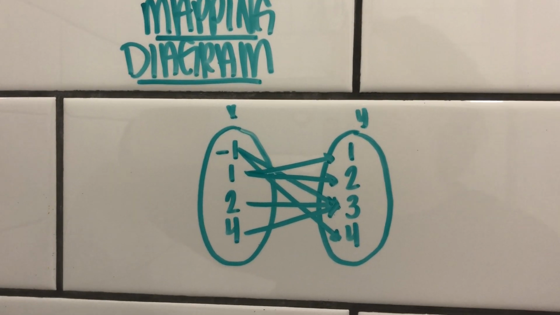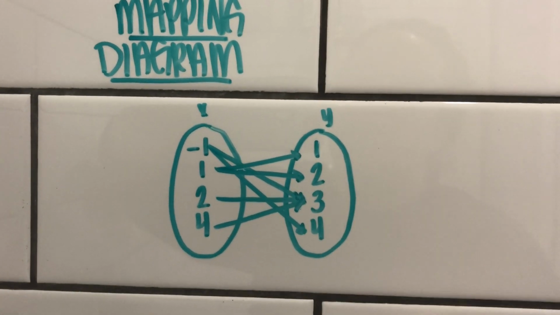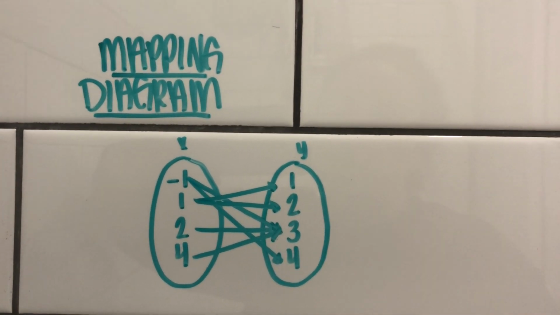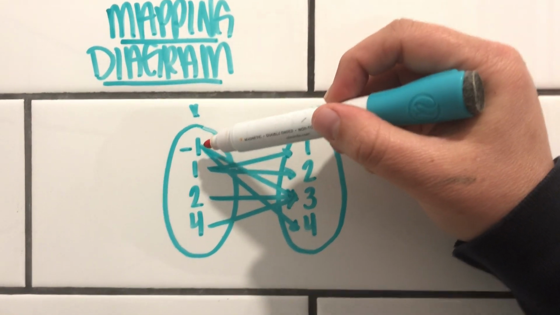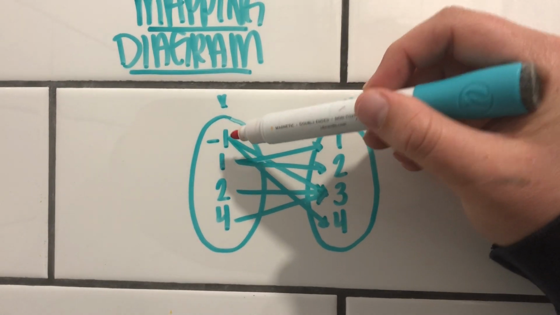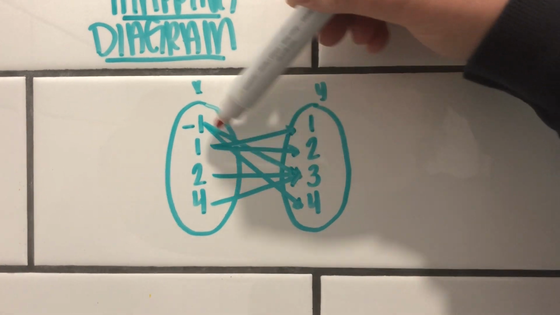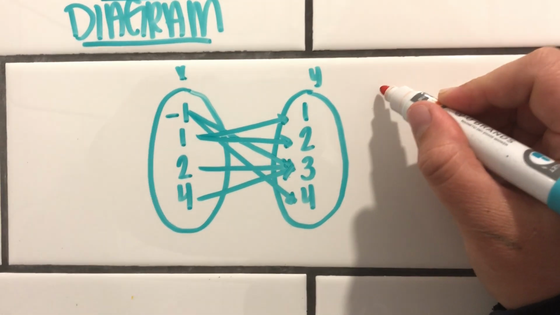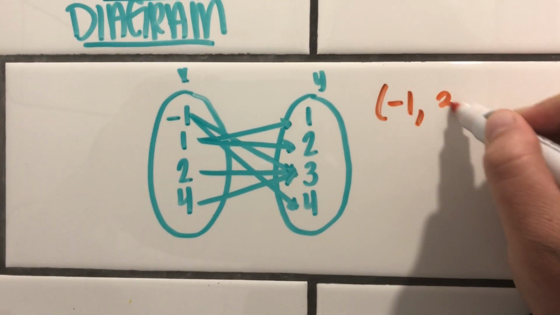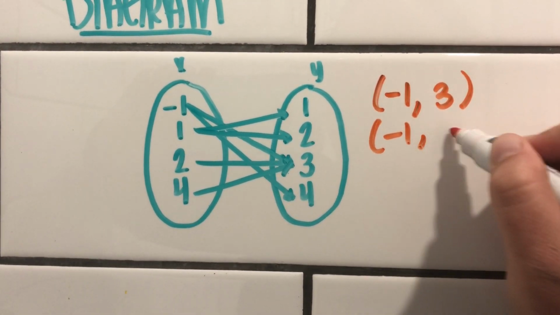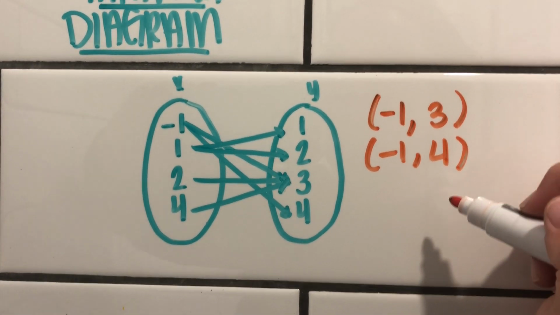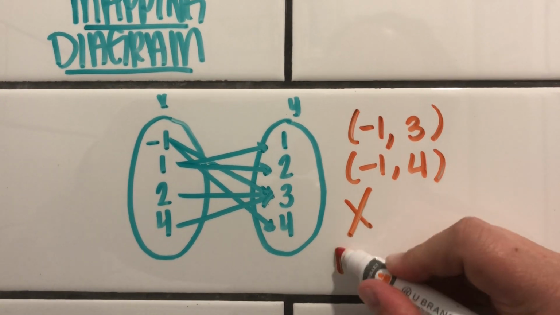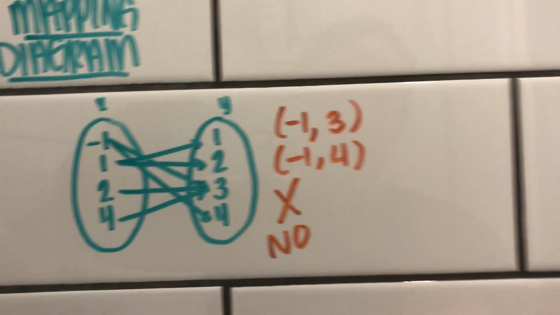So for this one, to determine whether it's a function or not, I need to see if it's repeating. And some kids are able to see it right away and some kids are not, and that's okay. This -1, I can see in the mapping diagram, is pointing to 3 and 4. So this is not a function, and the reason why, if I wrote these values out, the -1 points to the 3, and the -1 points to the 4. Remember, no repeat x's. They're not allowed for a function. Repeat x's, exit out. This is not a function.